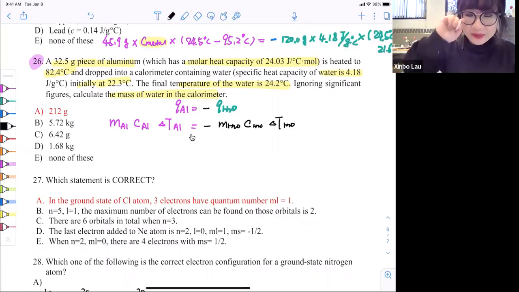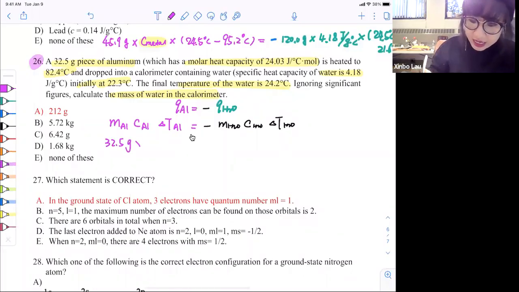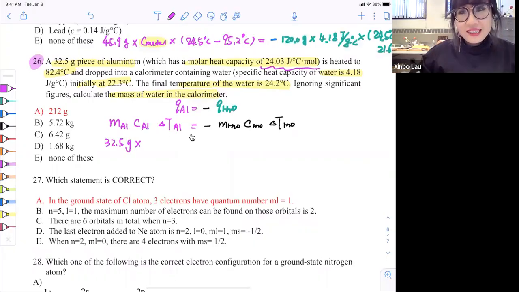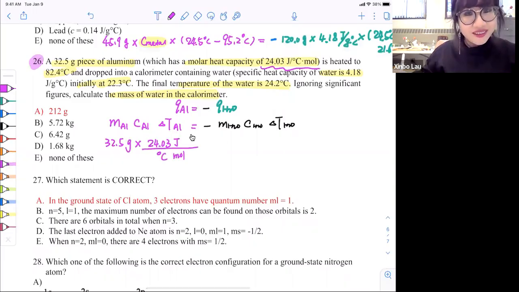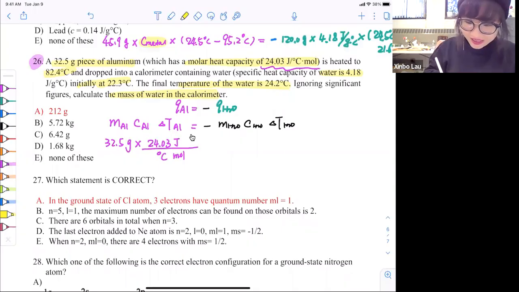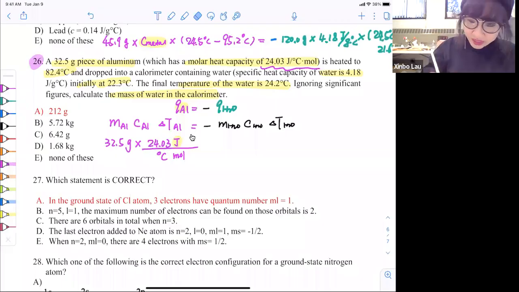Again, the mass of the aluminum is 32.5 grams, and specific heat. Now what do I do, right? I have 24.03 joules per degree C, and it's per mole. You might say, I've never seen this before, but let's set this up. I believe you've seen this. You know what to do because we're looking at heat. The unit is going to be joules, and everything else needs to cancel out. Temperature change, we have that. What was the temperature change?